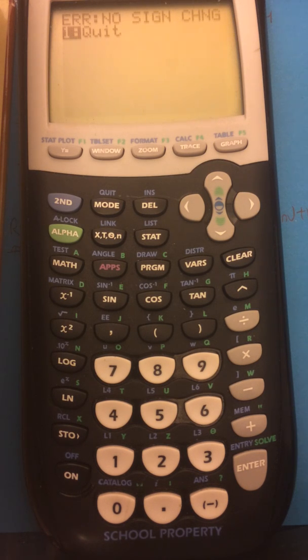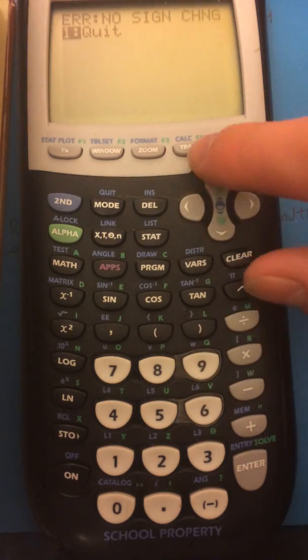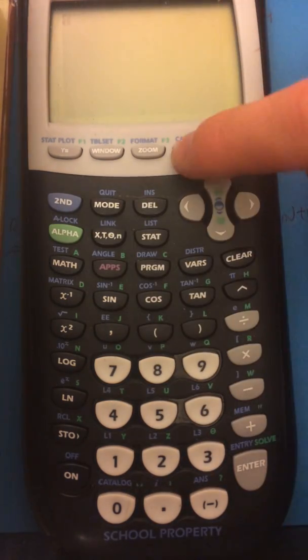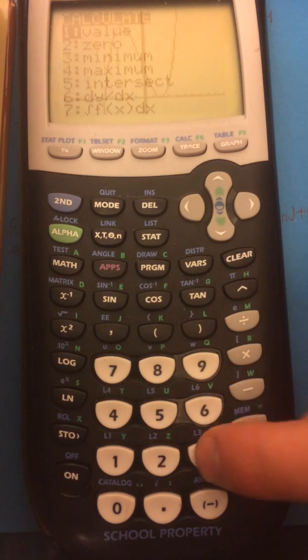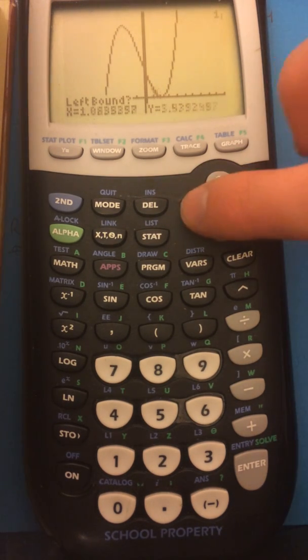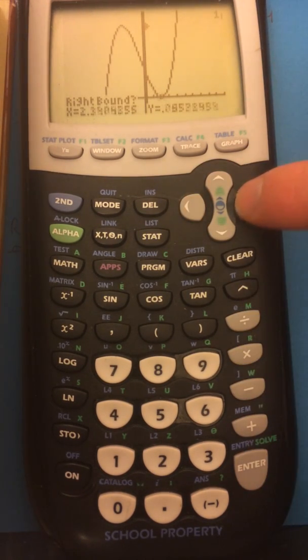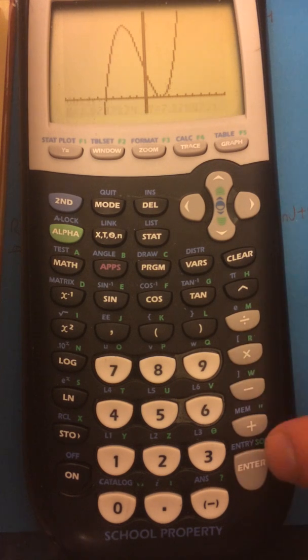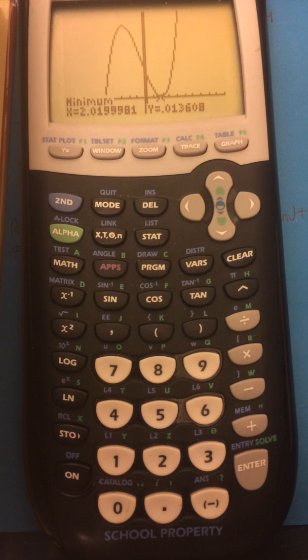And the local maximum is going to be a change from increasing to decreasing. So to find the extrema, we're going to hit second calc, first x out of this, second calc, and we'll start with the minimum first. And this point looks like a local minimum because it is a change from decreasing to increasing. So we're going to hit enter for a left bound point, enter for a right bound point, and our local minimum is 2.02, comma 0.013, or 0.014 if we're going to round to the thousandths place.